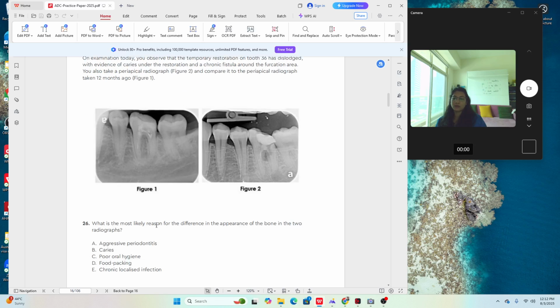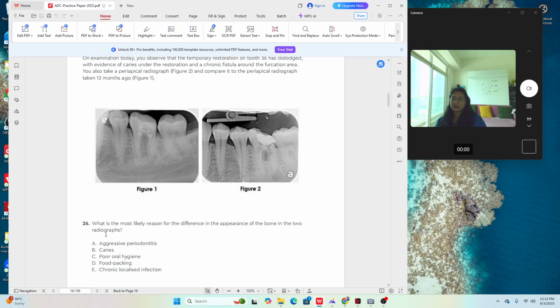Now, what is the most likely reason for the difference in the appearance of the bone in the two radiographs? Most likely. That means all the options can be correct, but most likely is what we have to choose. These words, most, initial, best, which I keep saying in every video, are the trap words. You have to read them and choose the best option.